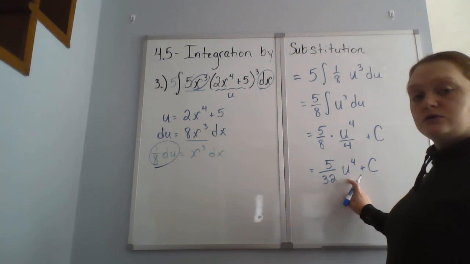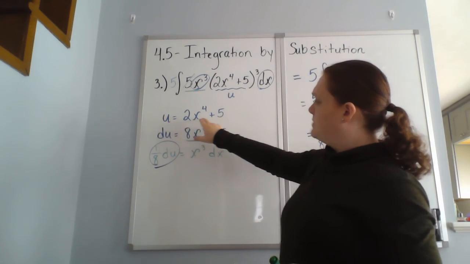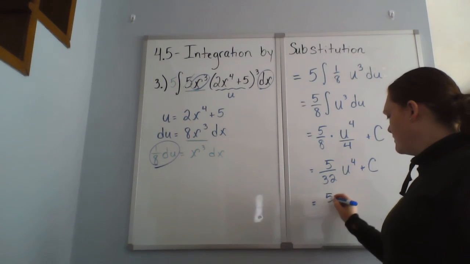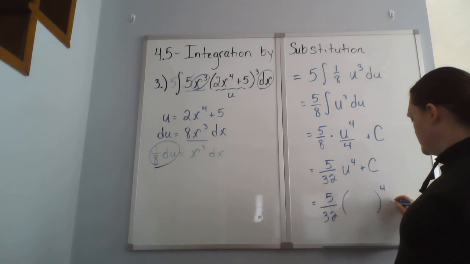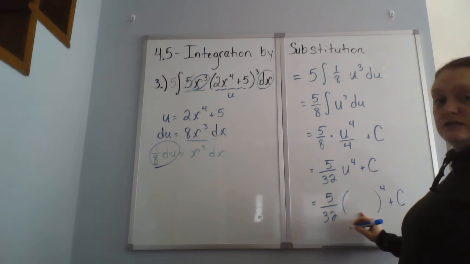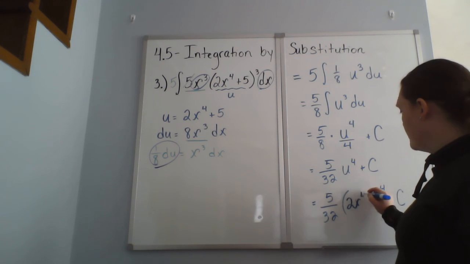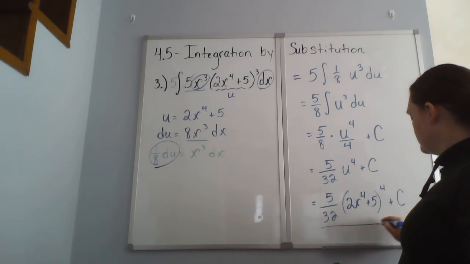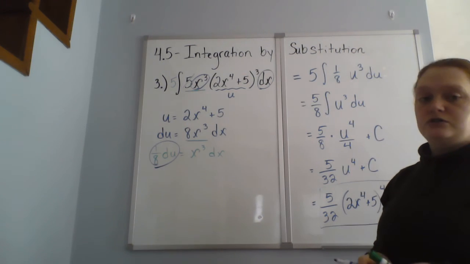But what was u equal to? So if you look back over here, we had that u was equal to 2x to the fourth plus 5. So now I'm going to have 5 over 32, parentheses to the fourth plus c. And in the parentheses, I put my u. And that u, again, is 2x to the fourth plus 5. So this is our final answer right here. This is the antiderivative of that original function.